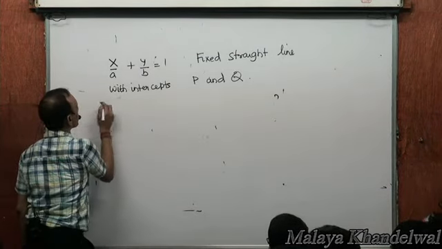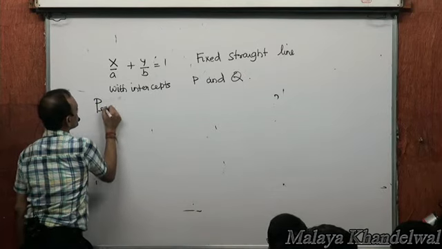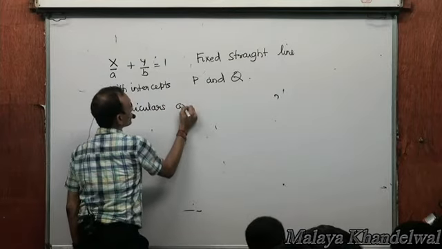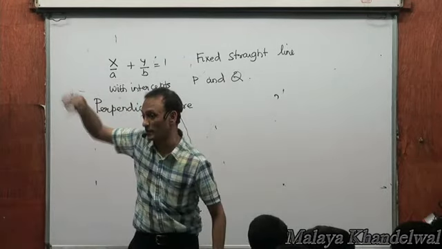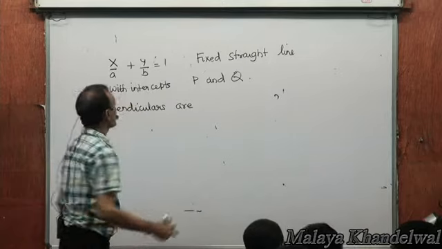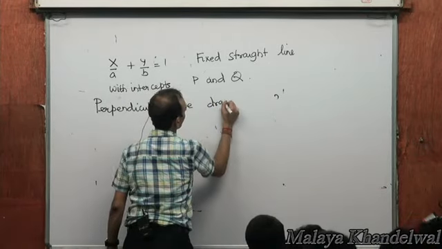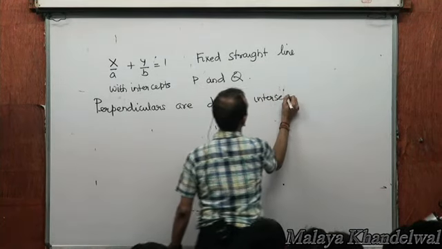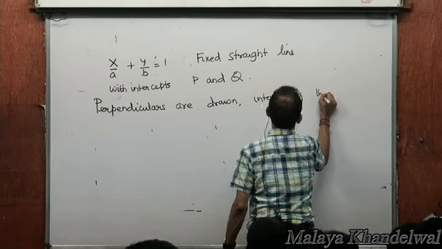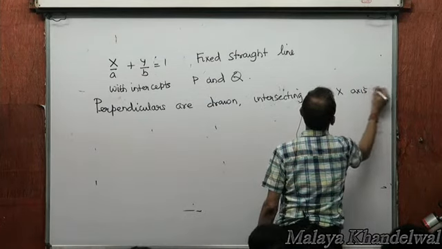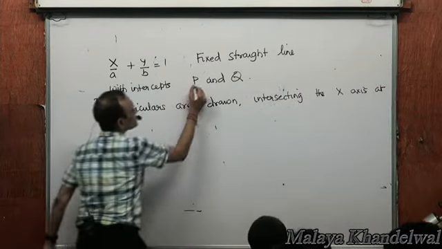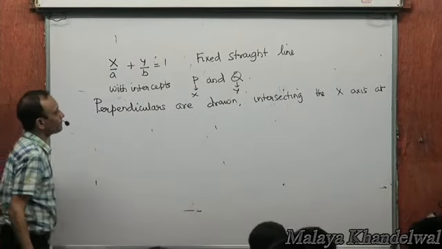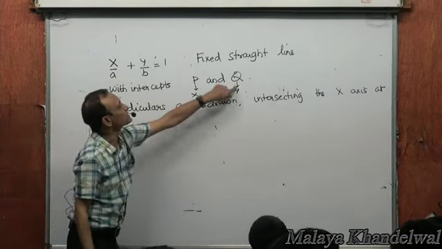Now, perpendiculars to this line are drawn. Obviously, perpendiculars to a given line, you can draw very many perpendiculars. So this is a variable line, right? Perpendiculars are drawn intersecting the x-axis at R. So this is my x-intercept, this is my y-intercept, just to make sure you understand what I'm saying. X-intercept of this line is P and y-intercept of this line is Q.